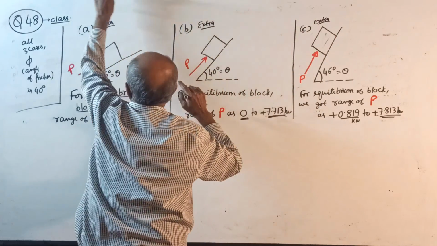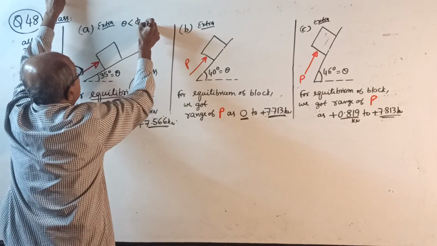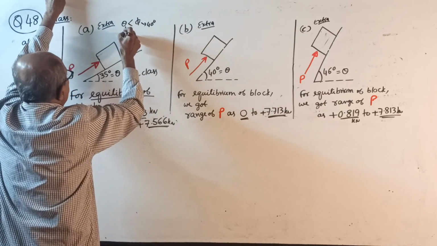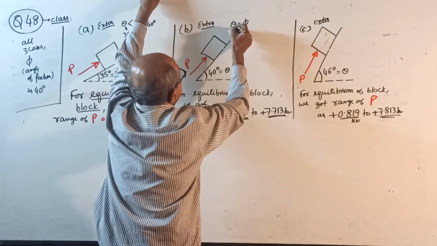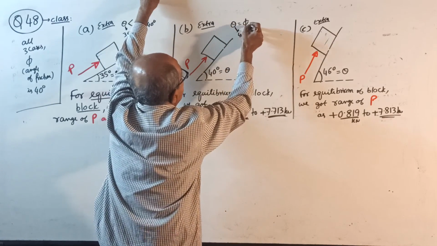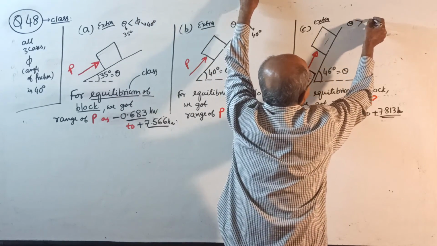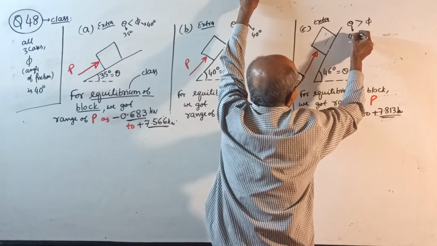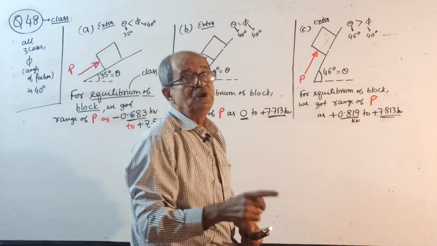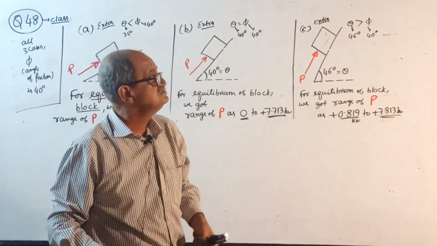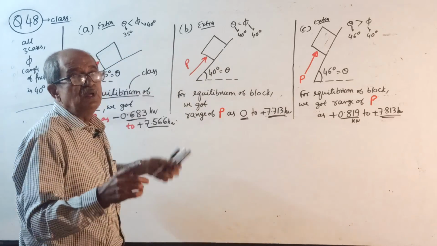We proved it. What? Theta is less than phi. Phi is 40 degrees, theta is 35 degrees. Theta equal to phi: theta is 40 degrees, phi also 40 degrees. Theta is more than phi: theta is 46 degrees, phi is 40 degrees. This will tell you, in this case A, you can write here, we know the principle.